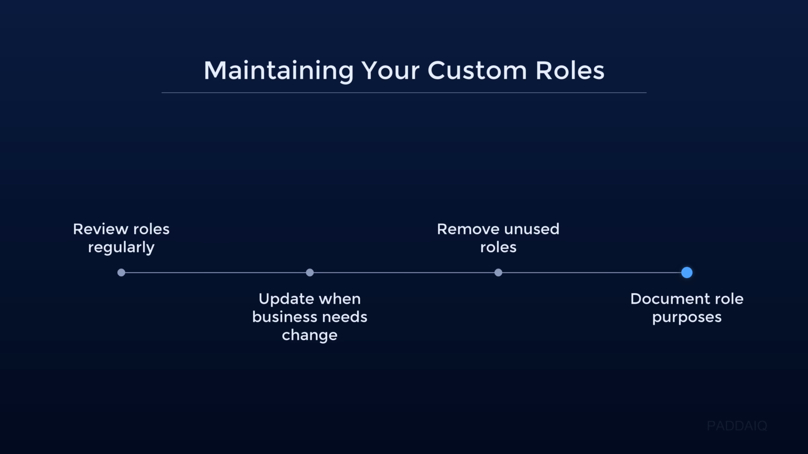Document role purposes. This means clearly writing down what each custom role is designed to do, so its permissions make sense to everyone. For example, an invoice approver role's purpose is to allow users to review and approve financial invoices, preventing them from editing vendor master data. This simple practice ensures roles remain clear, secure, and aligned with business tasks over time.